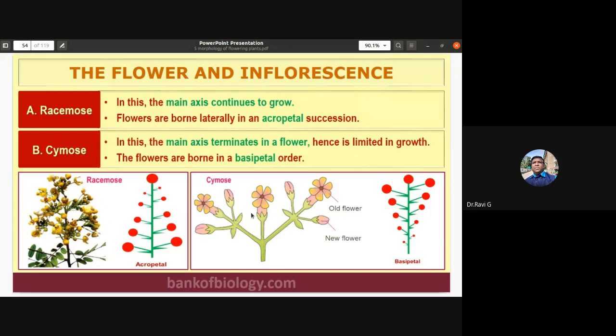Okay. In cymose, you can see the example of jasmine. See the main axis, the inflorescence axis ends up with a flower. And you can also see the basipetal succession of flowers where the younger flowers are seen at the base and older flowers which are blooming, you can see it at the apex of the inflorescence. At the base of the inflorescence, you are seeing the bud condition. So this type of inflorescence, we call it as cymose inflorescence.